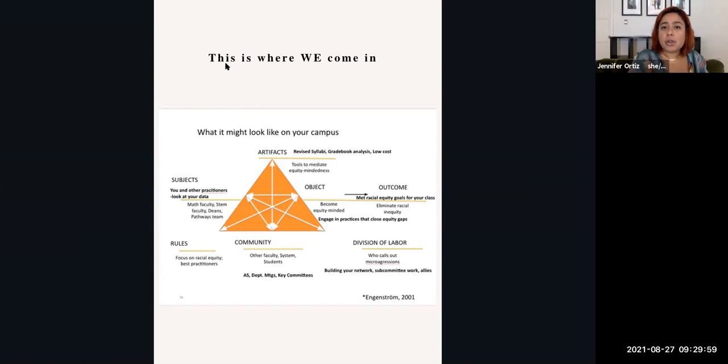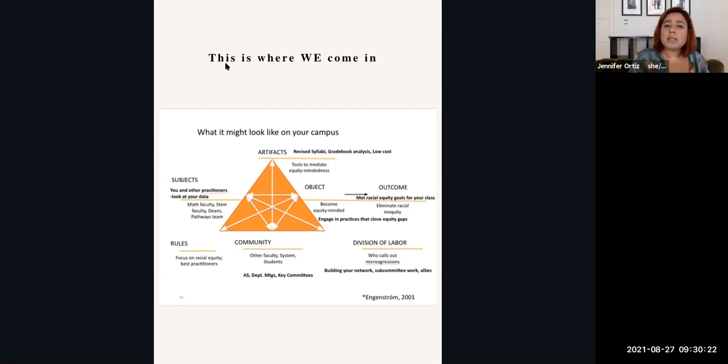Engenstrom's research shows that there are different entry points where faculty have an opportunity to create change. So the categories are as follows. There's artifacts. Artifacts, I will go over with you today. I'm going to show you some examples of my artifacts. They're examples. It's not the only way.